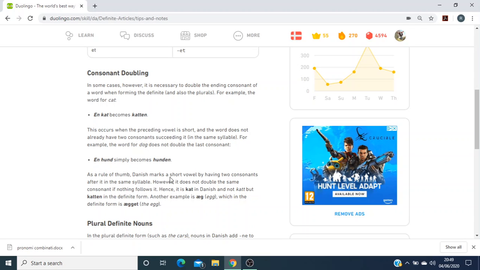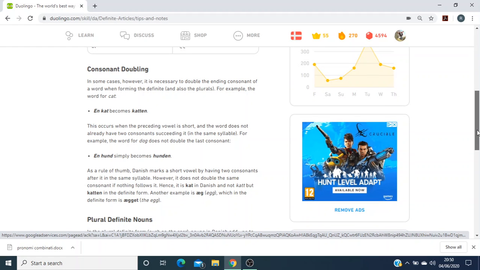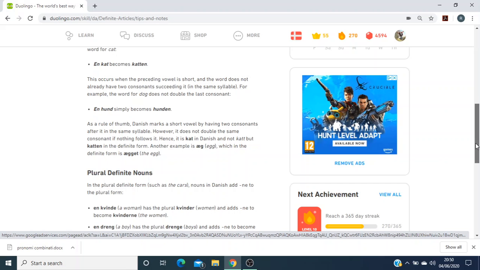As a rule of thumb, Danish marks a short vowel by having two consonants after it in the same syllable. However, this does not double the same consonant if nothing follows it. Hence, it is kat in Danish and not kat with two t's. Another example is æg, which in the definite form is ægget. So that's just a bit of revision about definites.